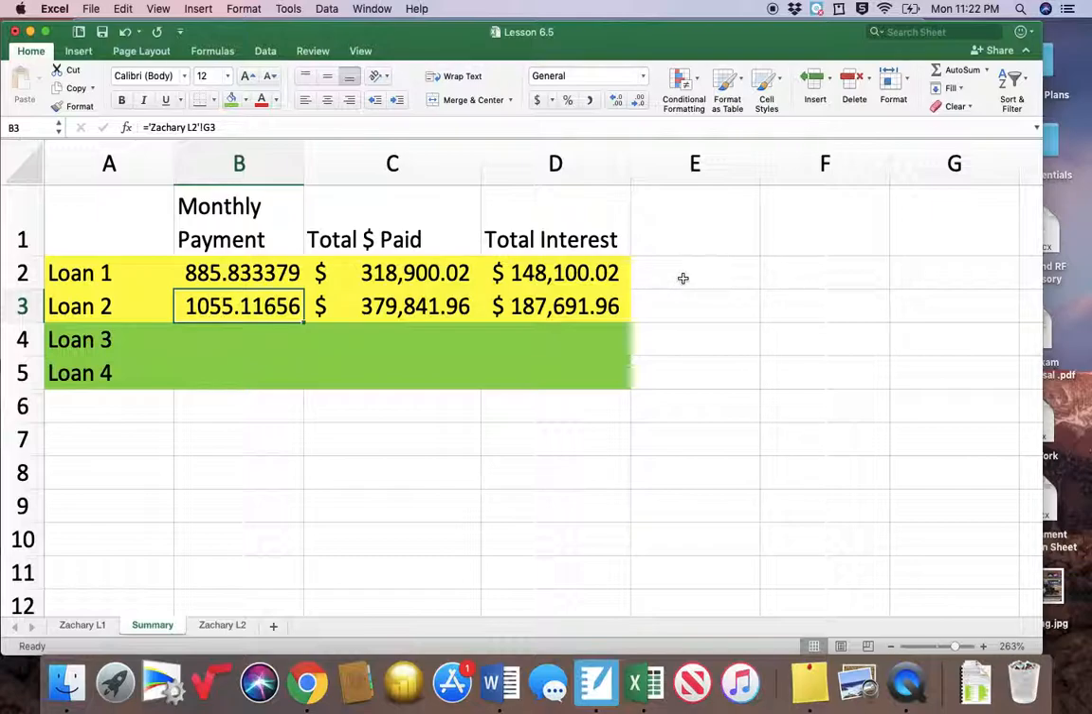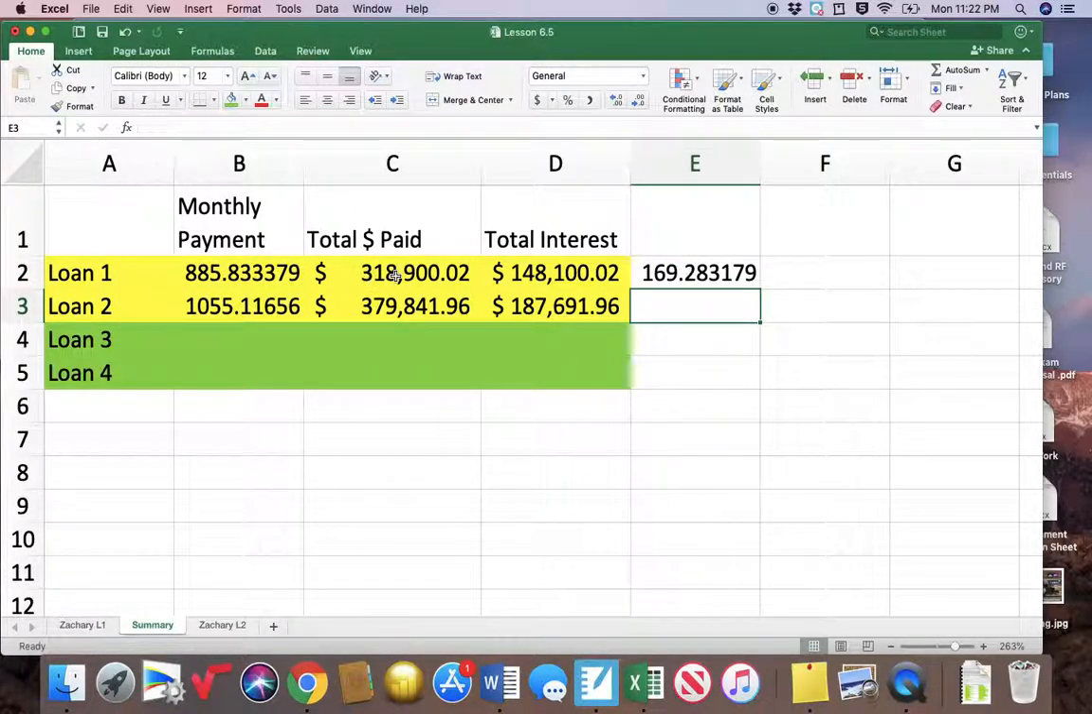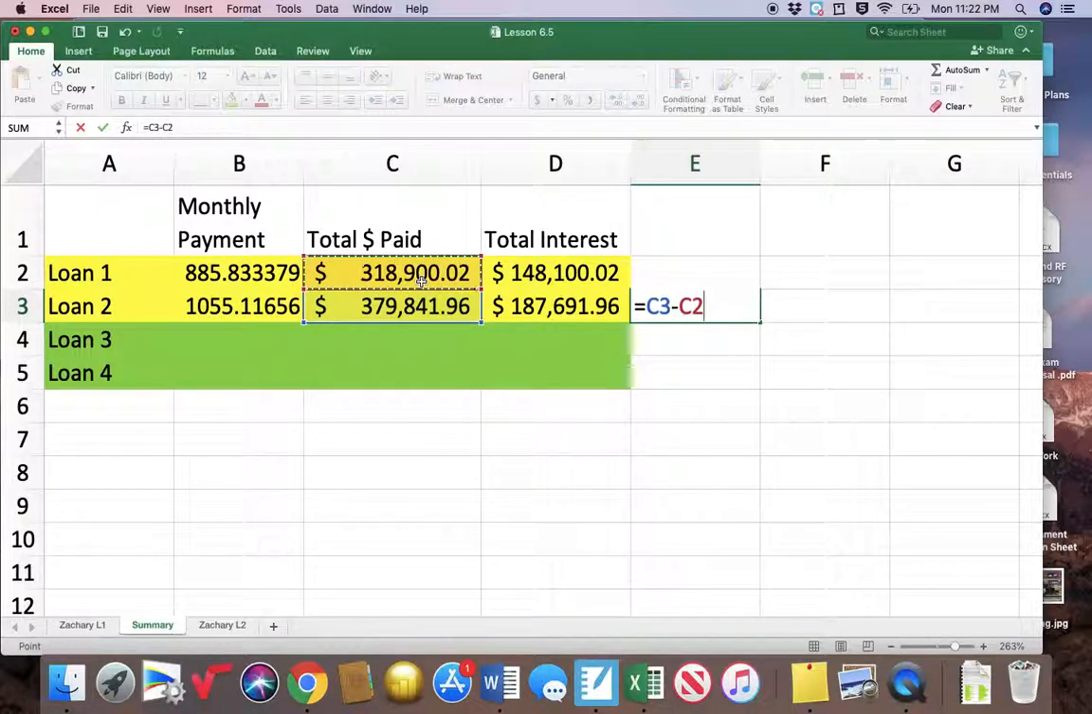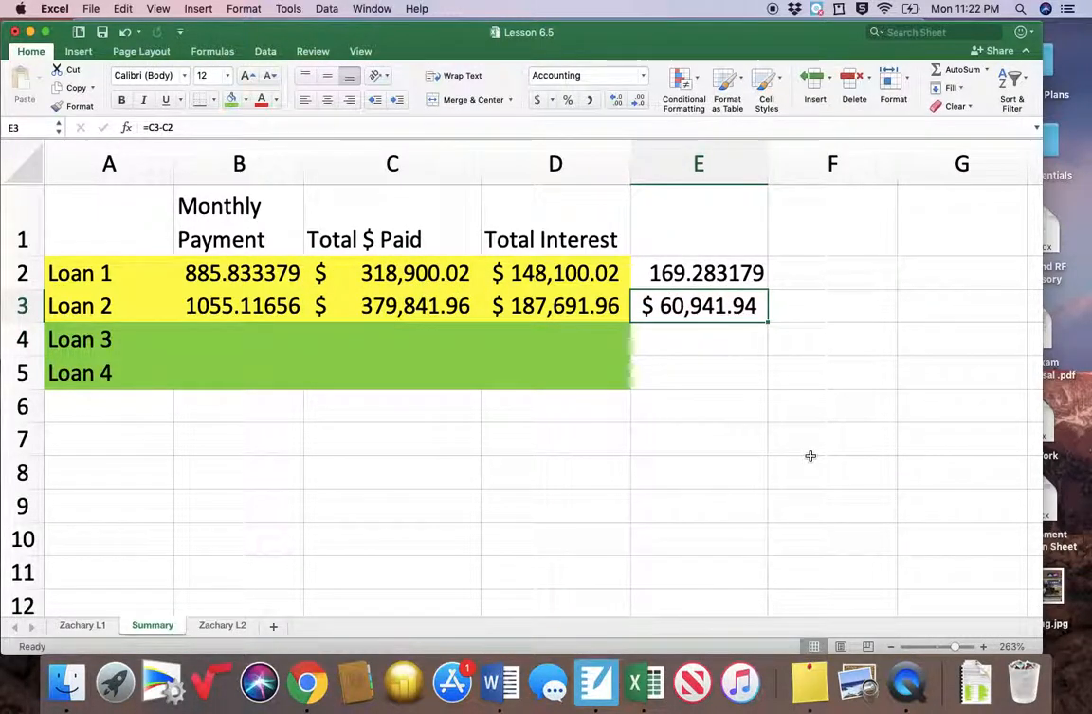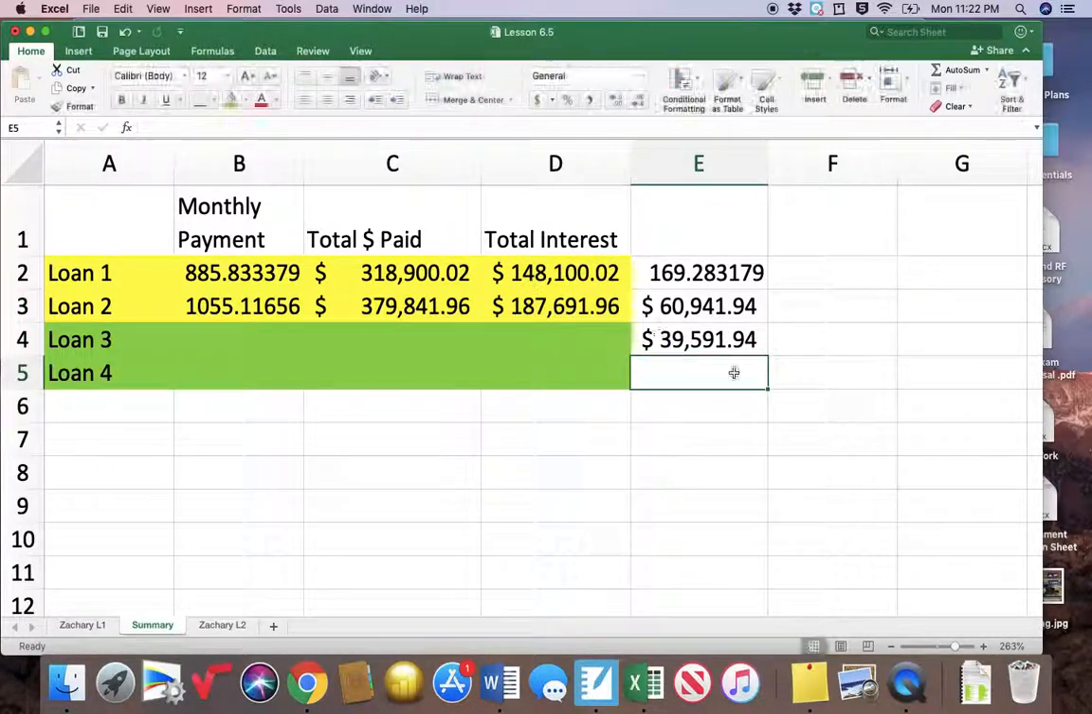And if you wanted to calculate how much more, you could just come over here and say payment minus payment. You can see it's $169 more. You can see total dollars paid is a good chunk more. We could calculate those differences, if you're interested, by subtracting these two numbers. You're going to pay almost $61,000 more. And of that, a little less than $40,000 is going to be in interest that you're going to pay more with loan 2 if you can't come up with that 20% to put down.